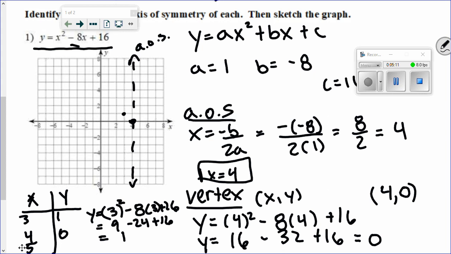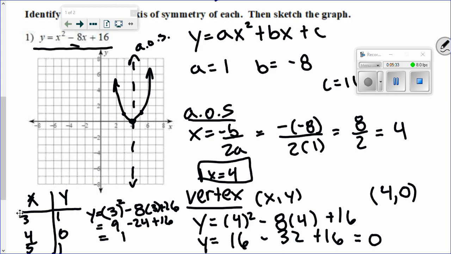Guys, the reason we use the axis of symmetry is because I can just reflect that point across. That means (5, 1) is also going to be a point. I go 1 to the left or 1 to the right of the axis of symmetry, and I can reflect that across. So 3 points, that's going to be enough to graph my parabola, and that's what we've got. All right, that's what the parabola should look like.